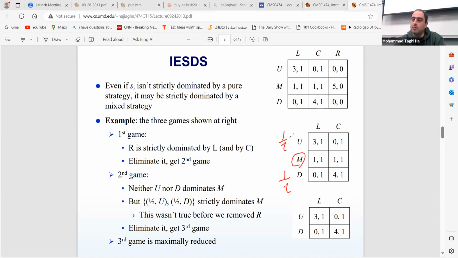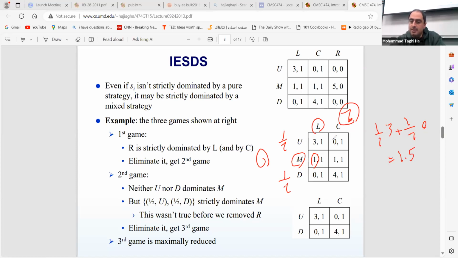So in this case, you can say that if this person is doing L, like this is the first player, this is the second player. So if the second player is doing L, then it gets half U, which is half 3, plus half 0, which would be 1.5, which would be greater than 1 that M gets.